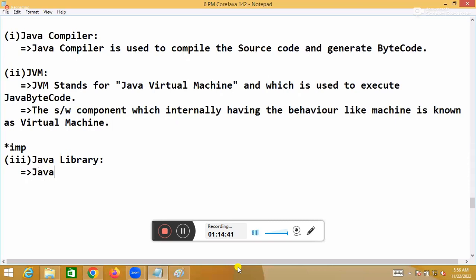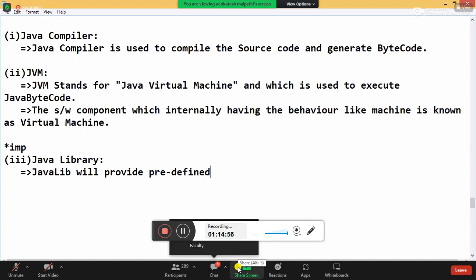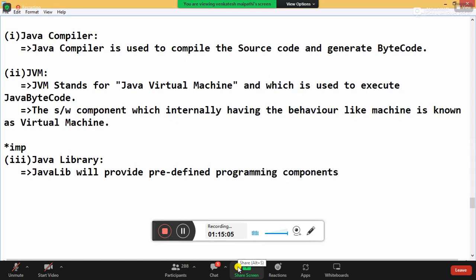Java library will provide predefined programming components. Underline programming components. Programming components means predefined variables, predefined methods, predefined classes, and so on.